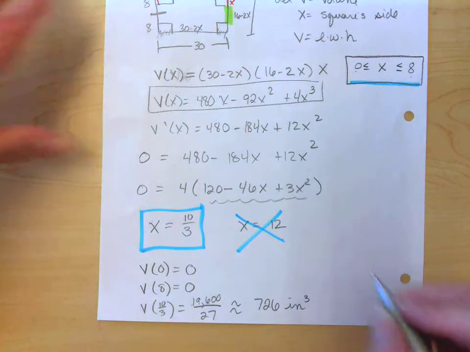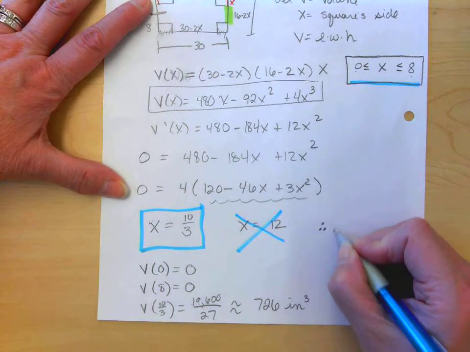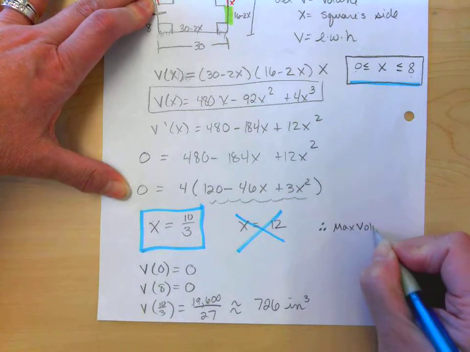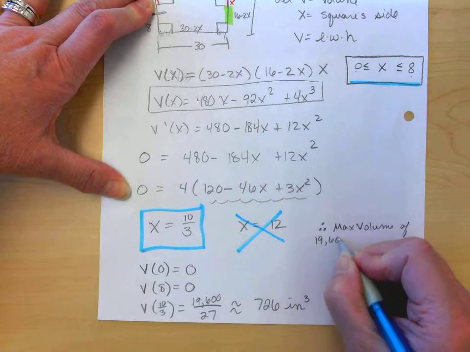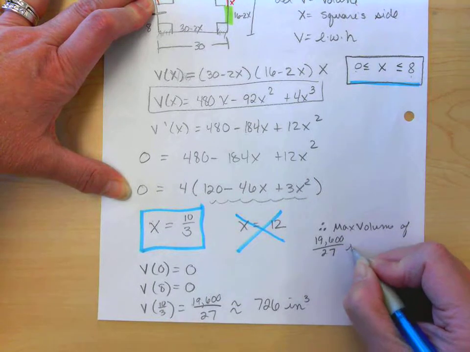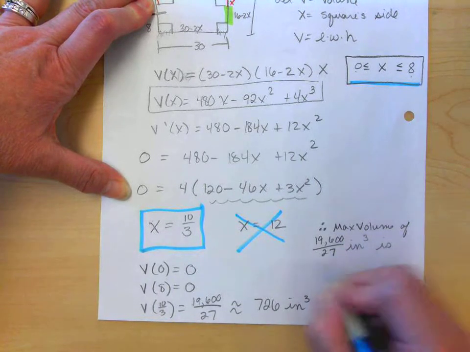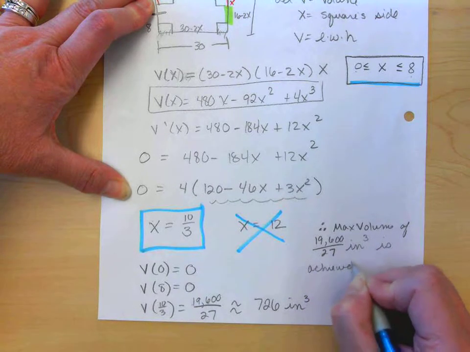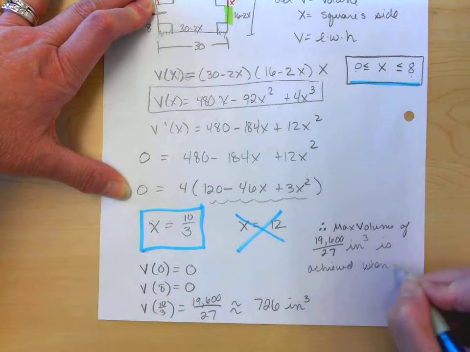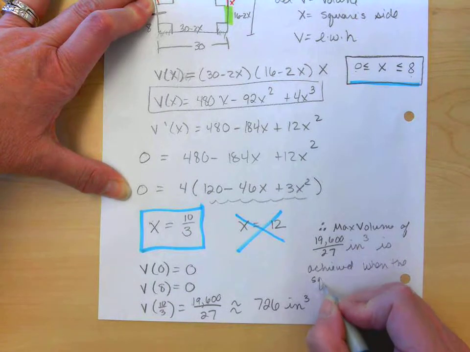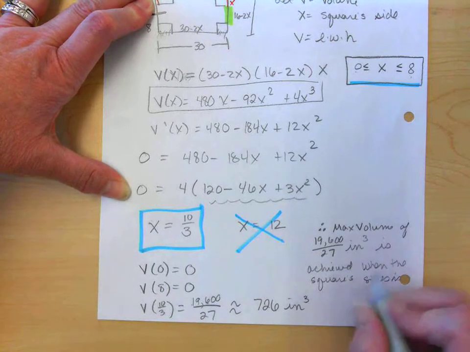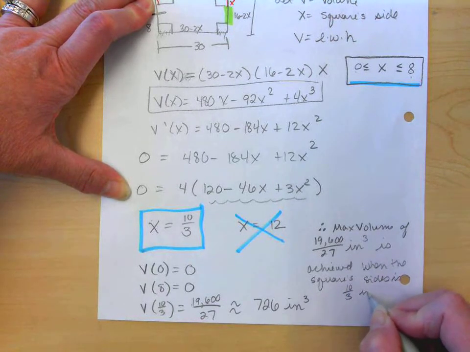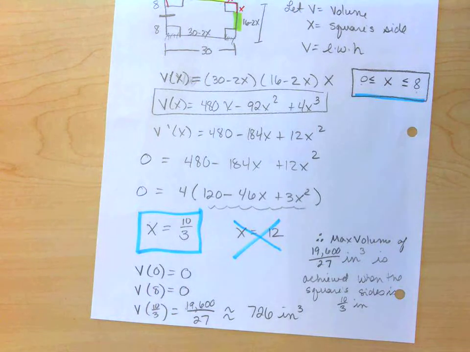So to write the final answer, we'd say therefore max volume of 19,600 over 27 inches cubed is achieved when the square's side is 10/3 inches. That's problem number 2. Jump quickly into number 3.